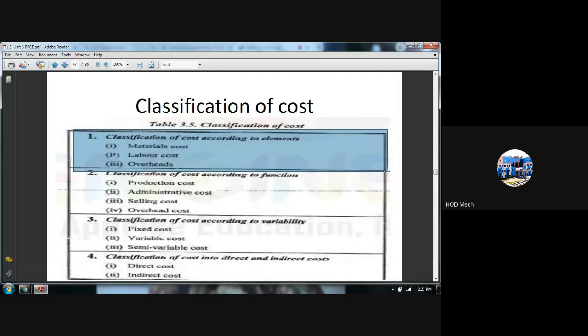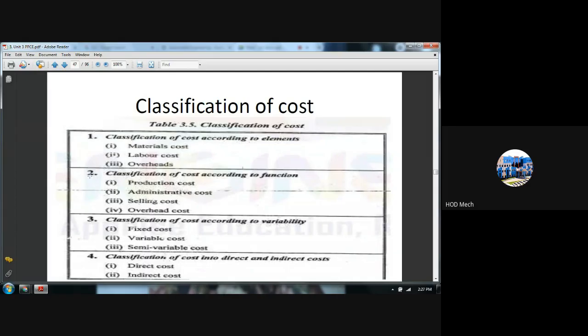Material cost is nothing but the cost that is spent on purchasing material, or purchasing the major instruments or equipment required. Labor cost is the expense carried out for recruiting laborers or for paying salary to the labor. And overhead charges are those charges that act indirectly upon this production process. So that is your first classification, classification of cost according to elements.